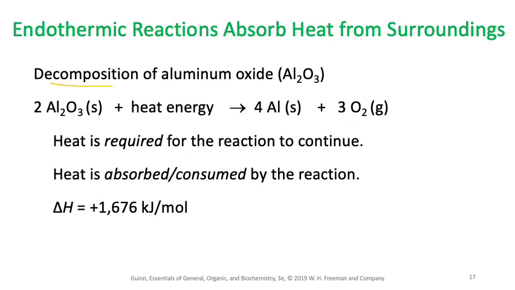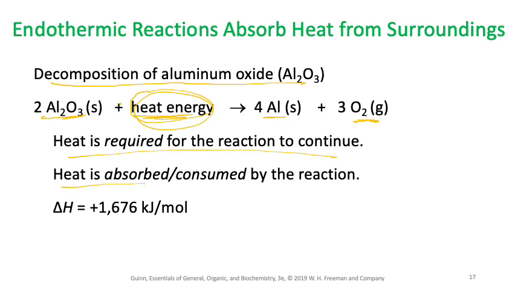So this is an example of decomposition of aluminum oxide. Aluminum oxide, when decomposed with the help of energy, now you can see the plus sign is on the reactant side. That means you are providing extra energy to the reactant from outside. So the reactant is absorbing the energy and then converting into aluminum and oxygen, right? So heat is required for this reaction to carry on.